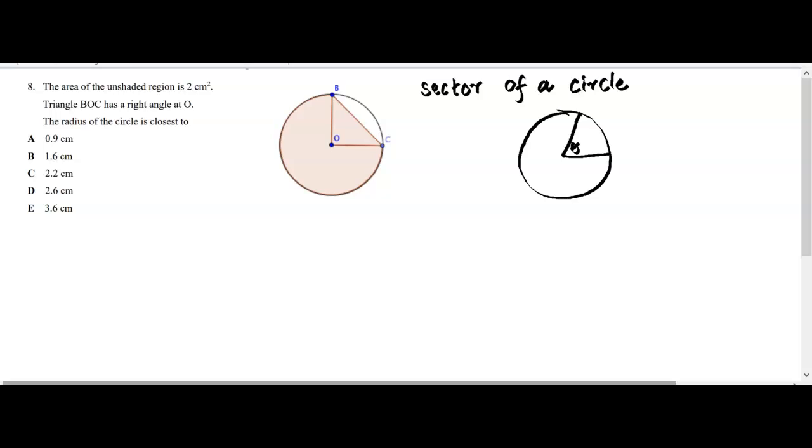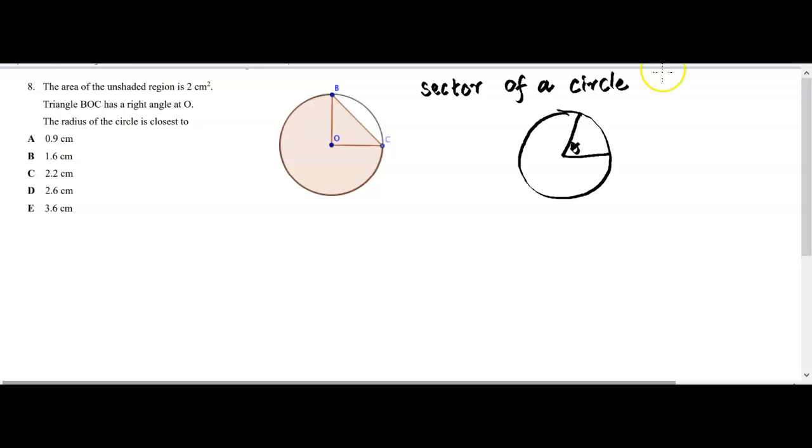Alright, now this is Geometry Module Week 5 Question 8. There are a few things that you should understand before I start doing this question. First of all, what is a sector of a circle? In the previous question I talked about the arc of a circle and the sector of a circle.